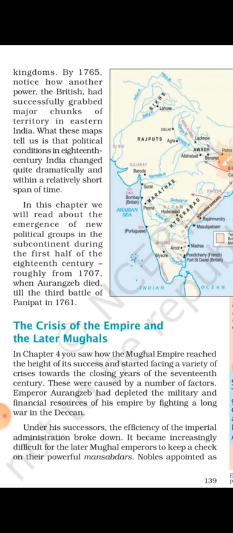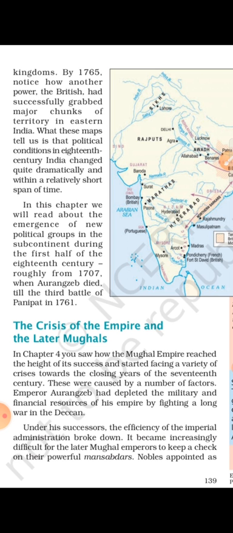The crisis of the empire and the later Mughals: what happened and how such a big empire collapsed. After the death of Aurangzeb, the British colonies were set up, and no big power stopped them. What happened in chapter number 4? You saw how the Mughal empire reached the height of success and started facing a variety of crises towards the closing years of the 17th century. These were caused by a number of factors. First, Emperor Aurangzeb had depleted the military and financial resources of the empire by fighting a long war in the Deccan.